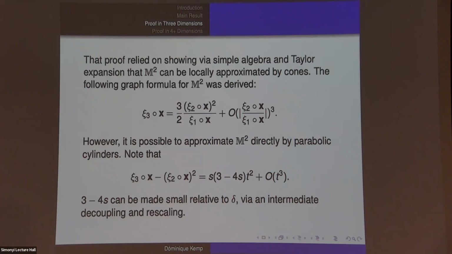In the same way that Bourgain-Demeter were able to find L2 decoupling for a more general class of hypersurfaces from the decoupling of a paraboloid, this is also, again, here t to the 3rd power is good error. We would like to see how we can make 3 minus 4s small relative to delta. And our tools for doing that are an intermediate decoupling combined with rescaling.